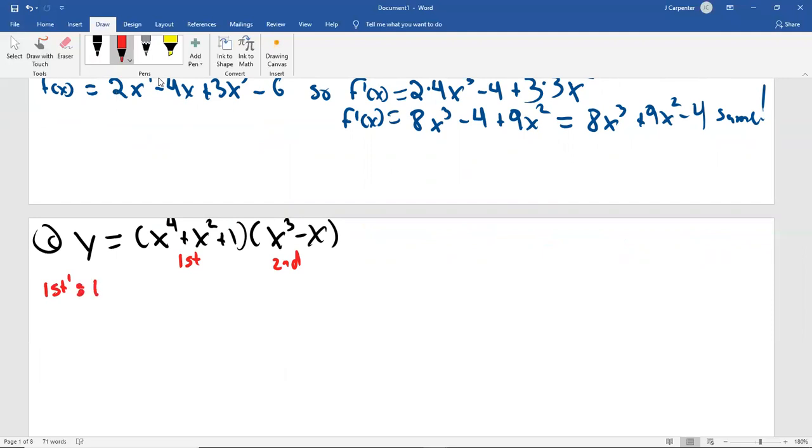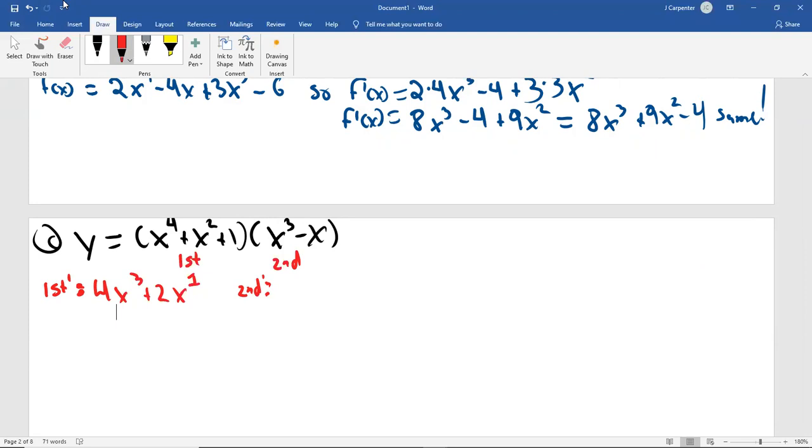the 4 is brought down, then you decrease its exponent by 1, so that's 4x cubed. That's the derivative of the x to the fourth. For the x squared, you bring the 2 down, so plus 2. Leave the x alone. Decrease its exponent by 1, so I'll write the 1 fancy so you can tell it's a 1. Then plus, the derivative of a constant is 0, so there's a plus 0 here you can imagine, but I'm not going to write it. So that's just the derivative of the first, meaning that the derivative of the second, so we're looking at the x cubed minus x now.